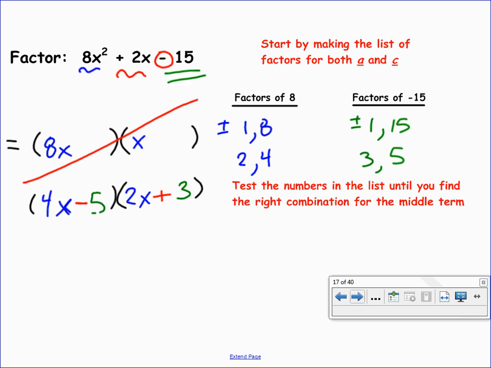Ready? First, 4x times 2x is 8x squared. Outside, plus 12x. Inside, minus 10x. Last, minus 15. When simplified, will that produce my original? Ding, ding, ding, ding, ding. Winner, winner, chicken dinner. We've got it.